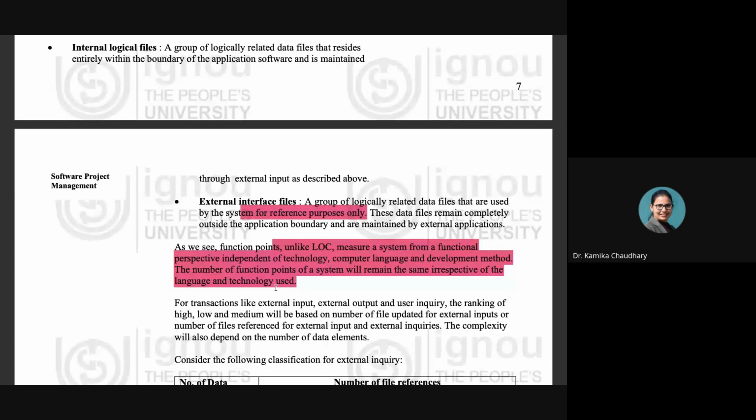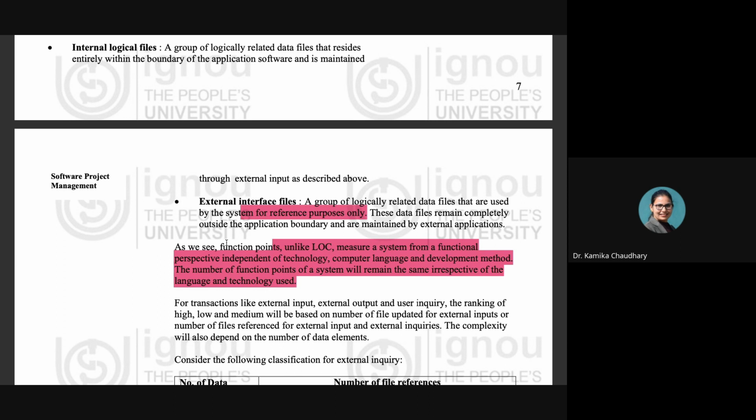Now, as we see, function points, unlike LOC, measure a system from a functional point of view, or the functional perspective, independent of any technology, any computer language, or any development method, right? Whereas the line of code metric was dependent on the technology, the computer language, and the development method also. Whereas the dependency of the function point is on the functional part of the software system. So this is how it is going to work.